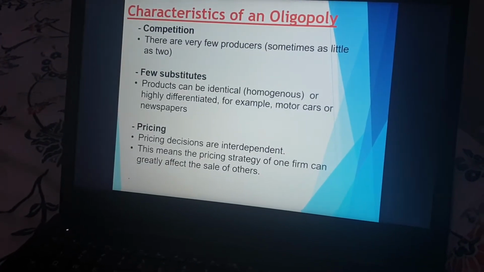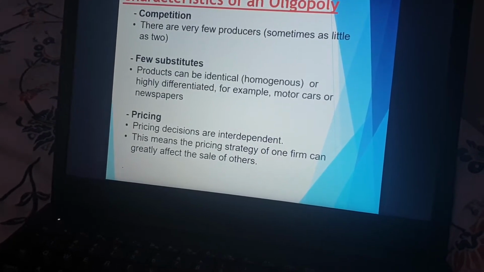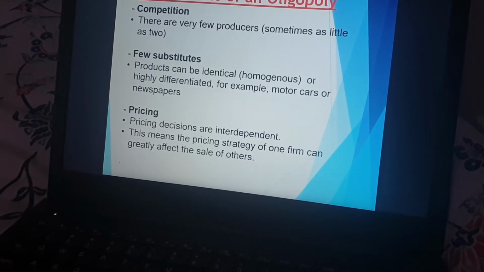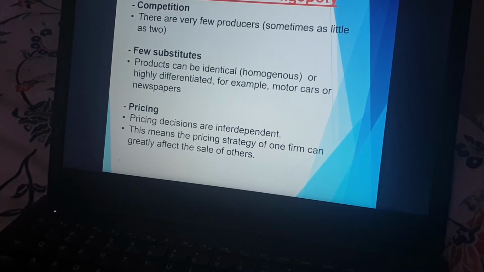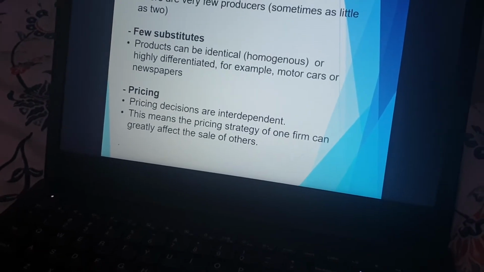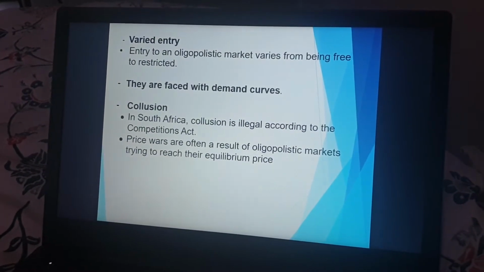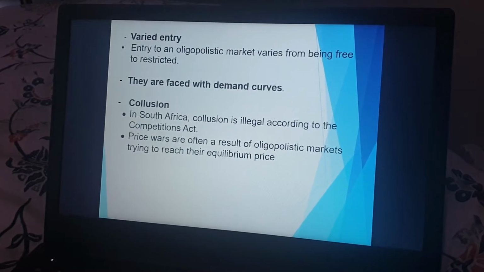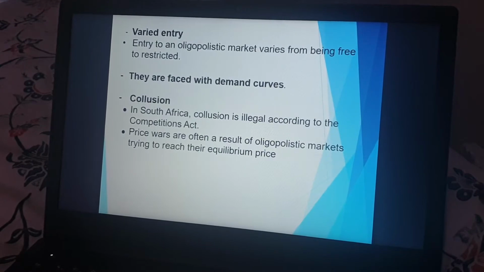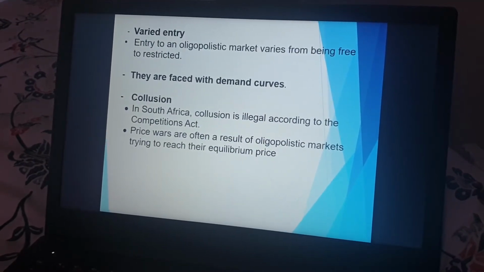Then also we have pricing. Pricing decisions are interdependent. This means the pricing strategy of one firm can greatly affect the sales of the other firms. There's varied entry. Entry to an oligopolistic market varies from being free to restricted. They are faced with demand curves.